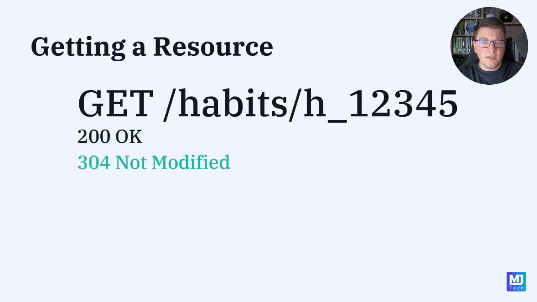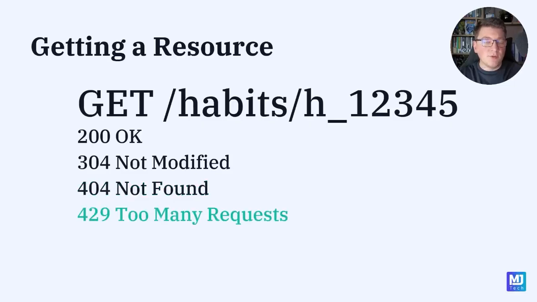If we are sending an If-None-Match header, we could get back a 304 Not Modified response without the response body, which would save us some network bandwidth. And if it has been modified, then the server will reply with the response body and a new ETag that we can use for subsequent requests. I'm going to talk about this more in the advanced concerns chapter. If the resource isn't found, we would reply with a 404 Not Found status code. And if we run into a rate limit, the server will respond with a 429 Too Many Requests status code.